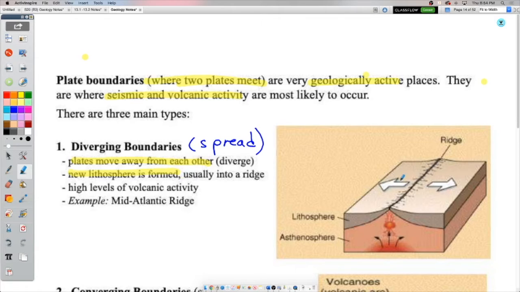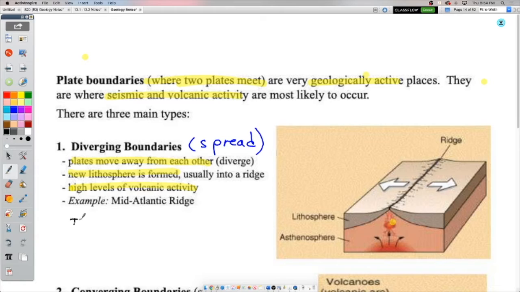So this is a diverging boundary. The two plates move away from each other. Now, there are high levels of volcanic activity. You can probably guess why. This is literally the asthenosphere. That's a whole bunch of magma. It's kind of just one big volcano along the mid-Atlantic ridge. There's a whole bunch of magma constantly coming up. So a lot of volcanic activity.